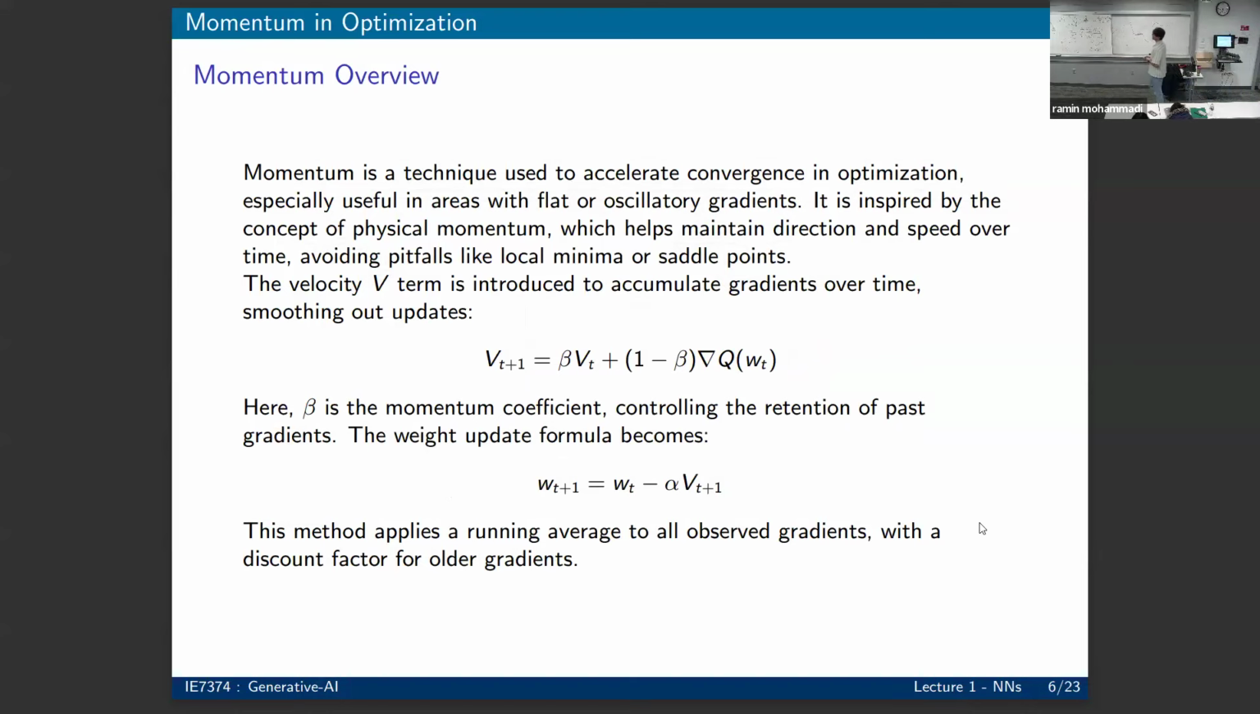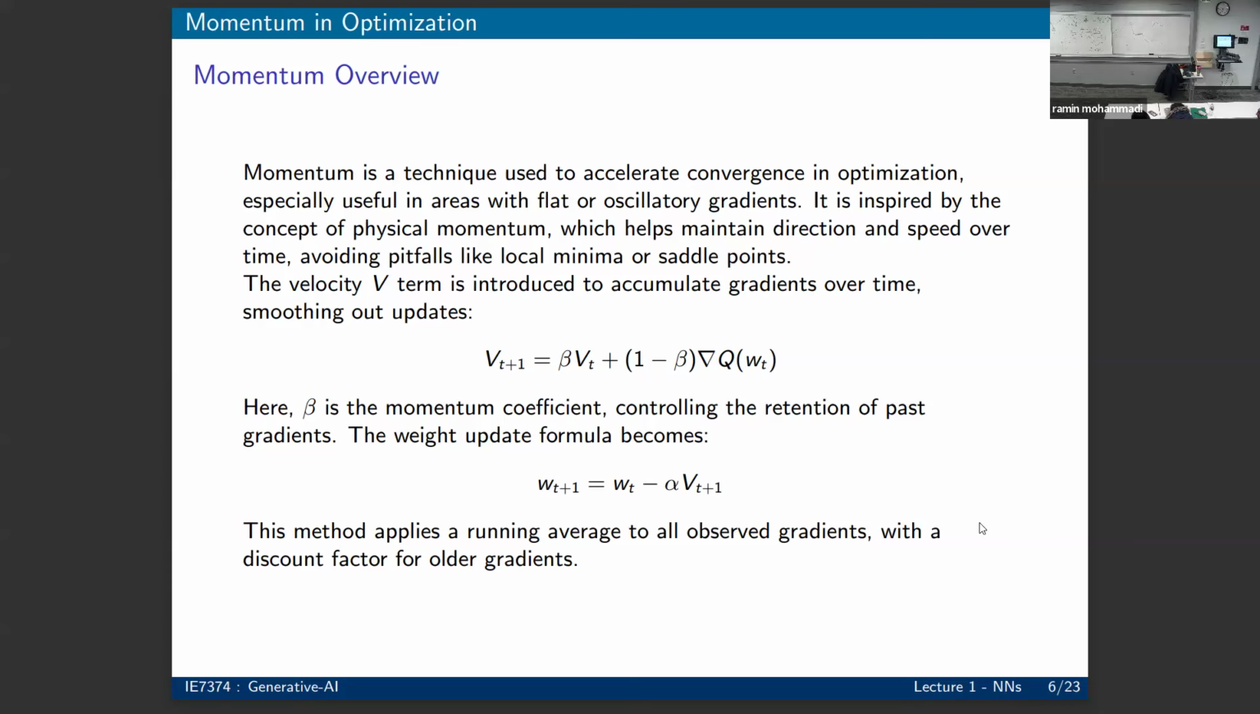But first, we're going to start with a technique called momentum as part of the optimization. It's a pretty useful technique. What momentum does, think about it, is it uses the previous accumulated gradients in order to move.